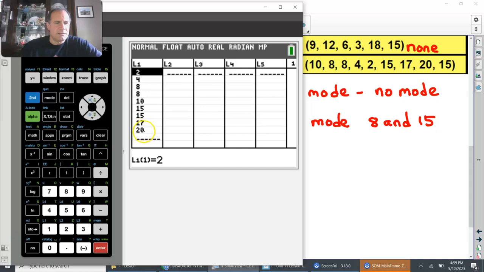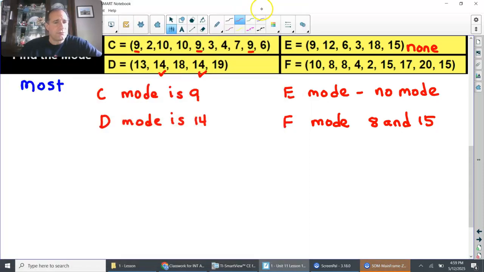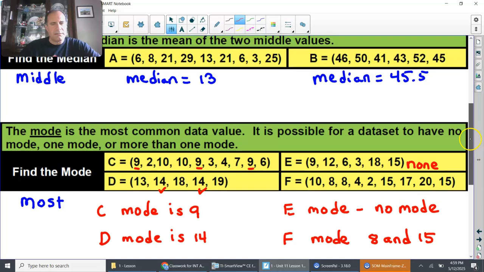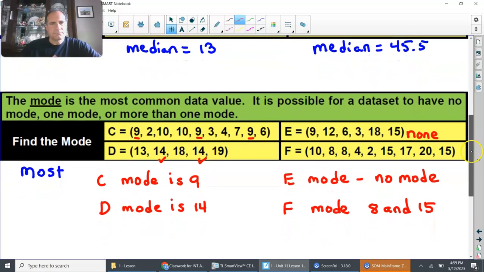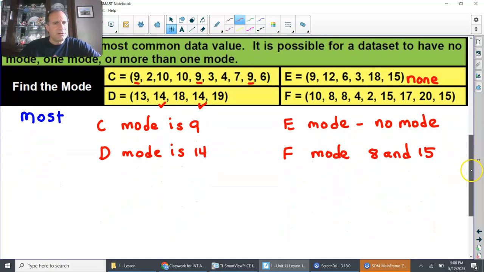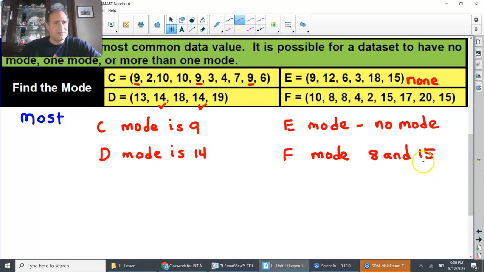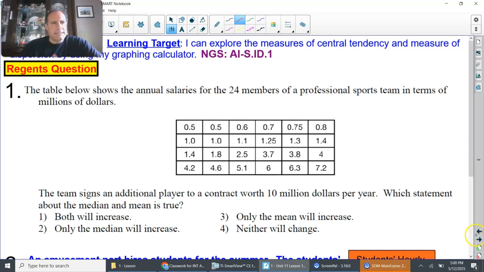And that is something that I think is useful when you have a longer list, not something like D, where you could just take a look at the data set and it has 5 numbers and you could see 14 is used twice. All right, and that is it.